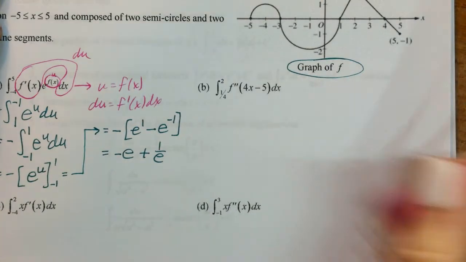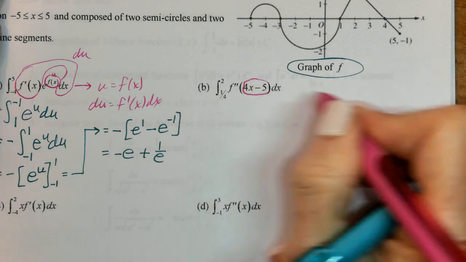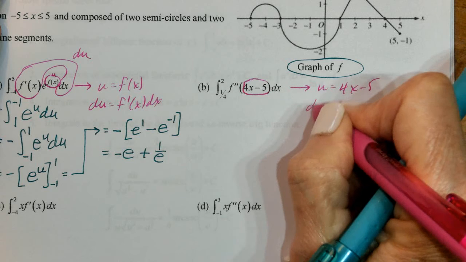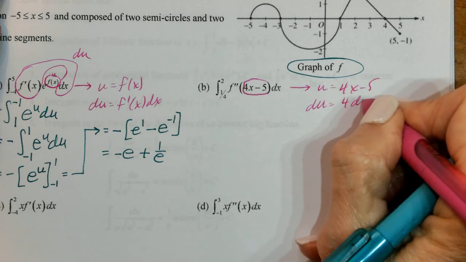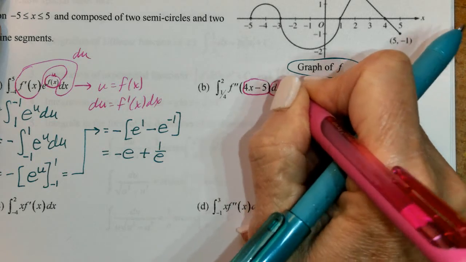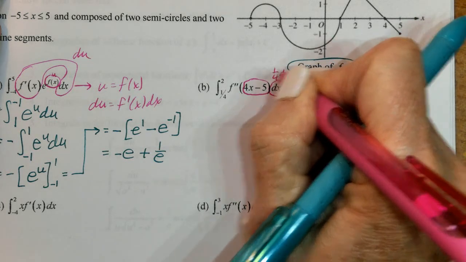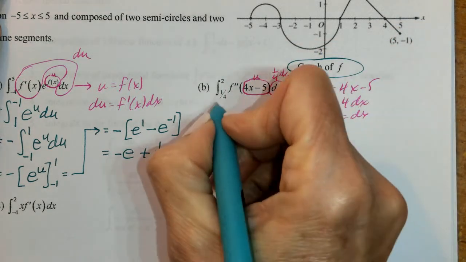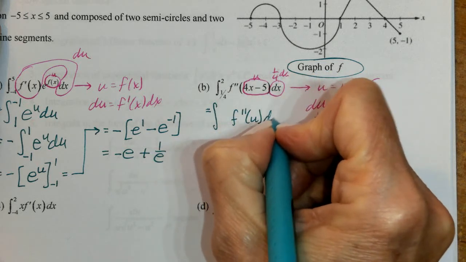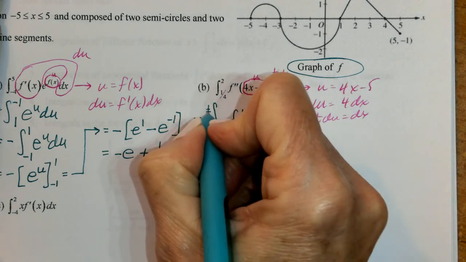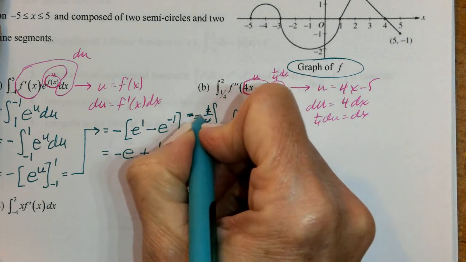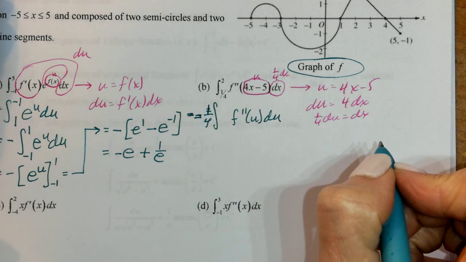B. Well, the first thing I see is that I don't just have an x here. So go off to the side, do a u sub. Du is 4 dx, so 1/4 du is dx. So in place of dx, I'm putting 1/4 du. This is now u. So my integral becomes the integral of f double prime of u du. Oh, I forgot my 1/4 out here again. Let me slide it out here. Not negative, just 1/4. Okay.